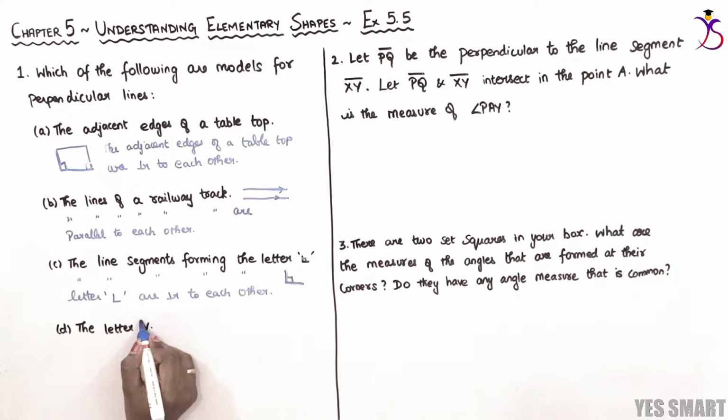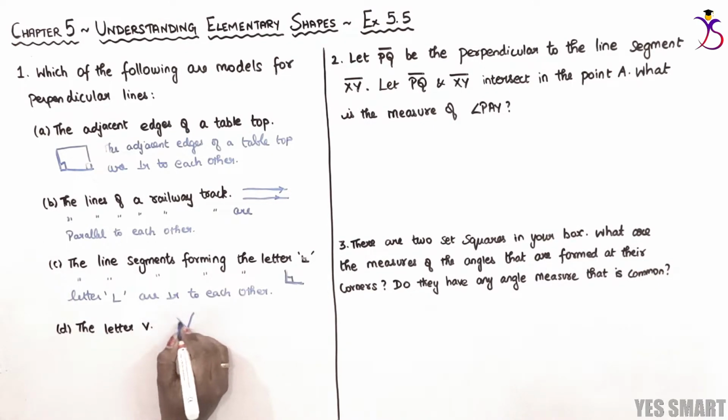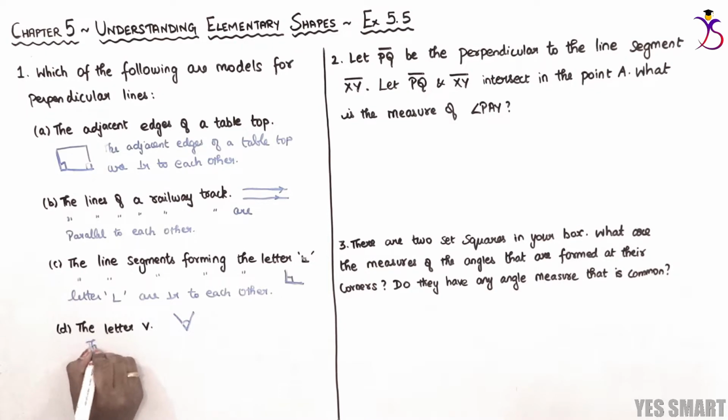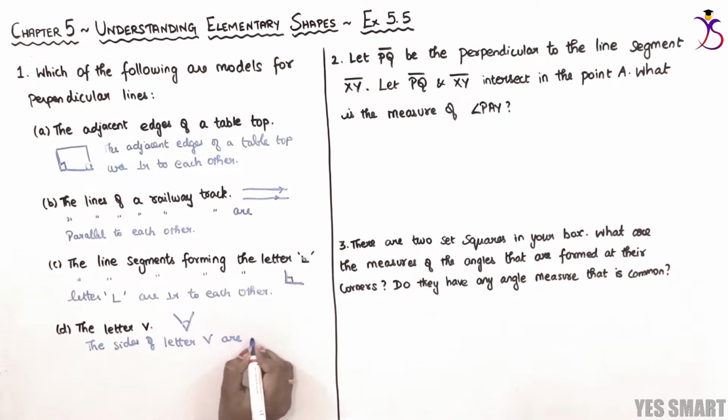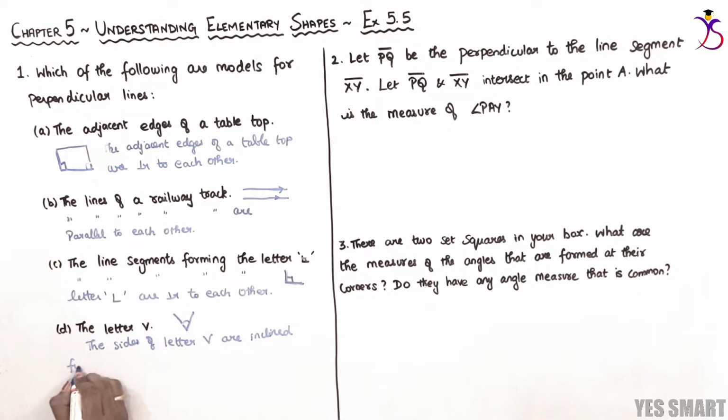The last subdivision, the letter V. On observing this letter, we can see only the formation of an acute angle because the angle is less than 90 degrees. So these two line segments form an acute angle. Hence, they are not perpendicular to each other. The sides of the letter V are inclined, forming an acute angle. Therefore, they are not perpendicular lines.